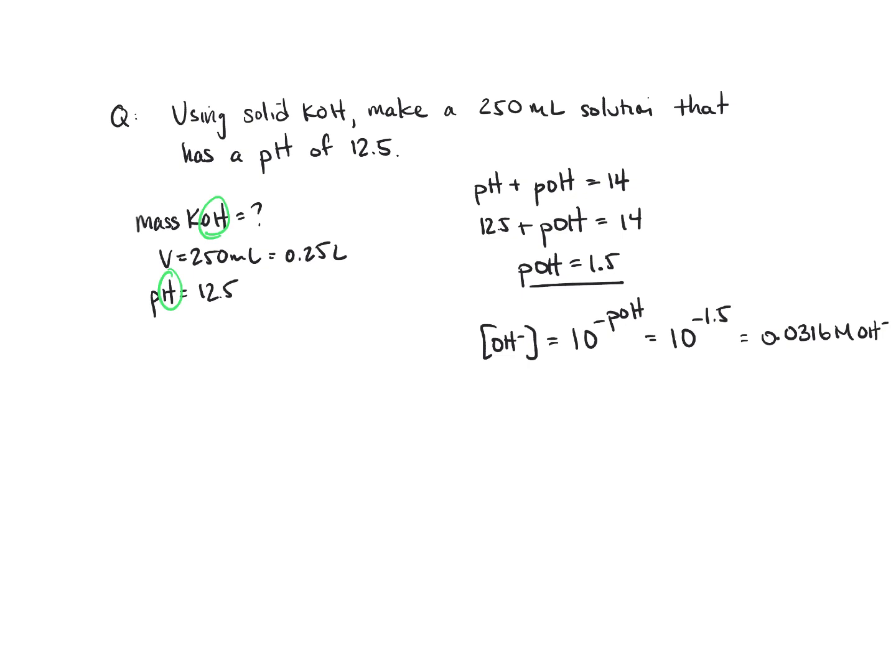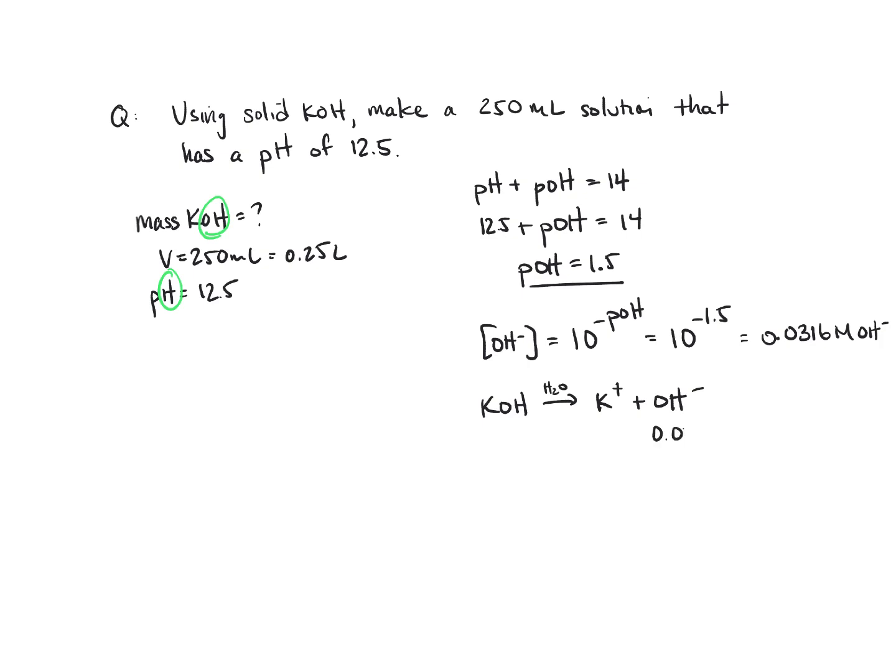Now, KOH, when it dissociates in water, it turns into K plus and OH minus. So when it breaks up in H2O, sometimes you might write it like this, water makes it break up or dissociate into K plus and OH minus.